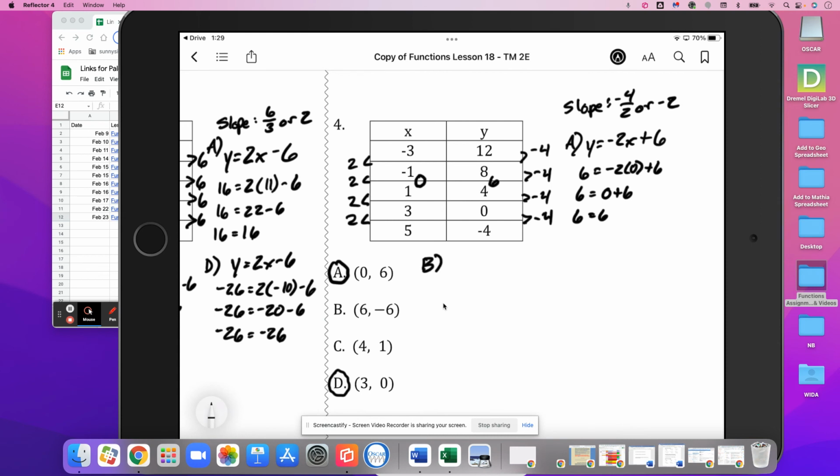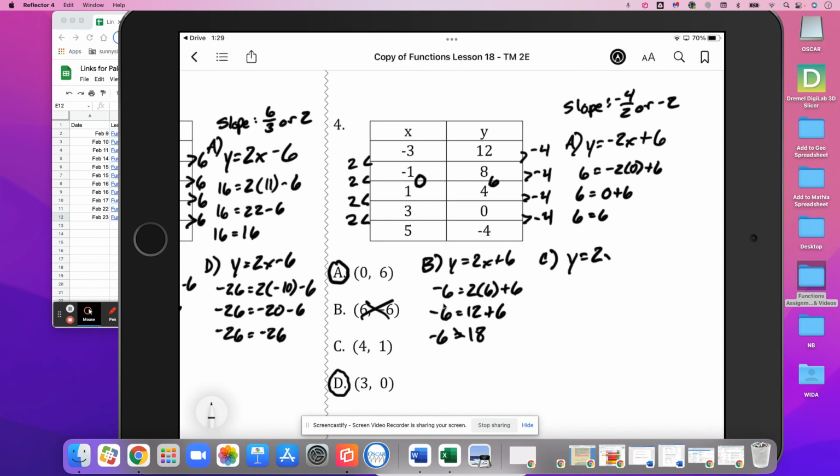For B, y equals 2x plus 6. -6 equals 2 times 6 plus 6. It doesn't look like this one's going to work to me. -6 is 12 plus 6. -6 is not equal to 18. So no, B does not satisfy the function.